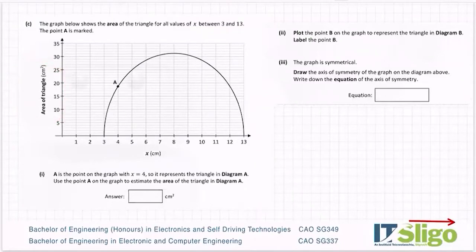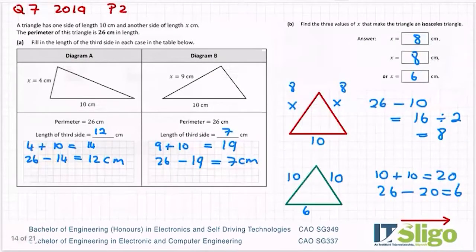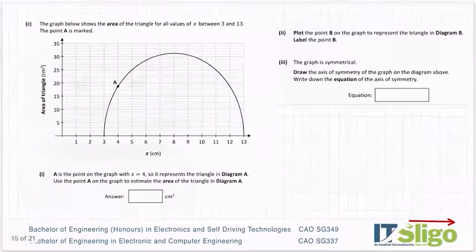A is the point on the graph where x is 4, okay? So if we go up from 4, which I presume is one of the sides of the triangle, and I go across, I get the area of that triangle. Okay, so A is the point on the graph with x equal to 4. So it represents the triangle in diagram A. Okay, so x is equal to 4 is indeed one of the sides of the triangle. Okay, use the point A on the graph to estimate the area of the triangle in diagram A.